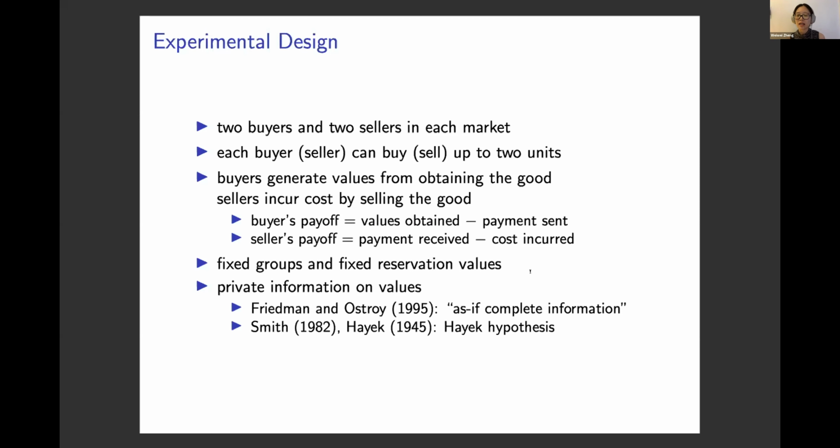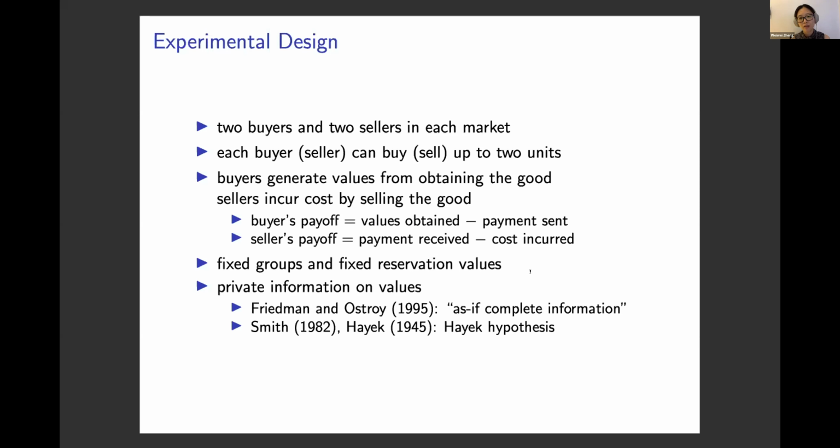And here, since we are studying whether people can obtain enough information to reach the Nash equilibrium outcome, we have our groups and reservation values fixed to help learning. And in our experiment, we push the theory one step forward. We give people private information on values, same as other double auction settings.